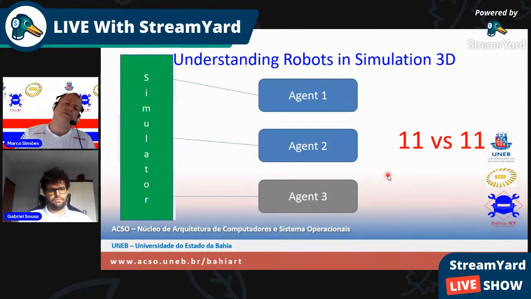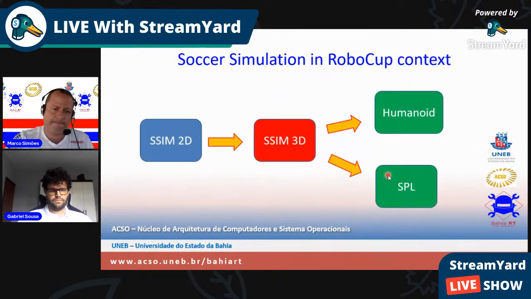So when you are running 2 teams, you have 22 independent agents. That means 22 independent processes running on your operating system, your computer. For this reason, it's very heavy for a single computer, if it is not a very high performance computer, to run 2 teams and a simulator on only a single computer, as we see in the following slides.